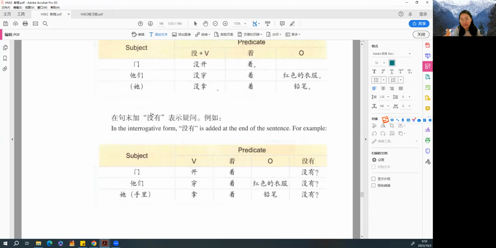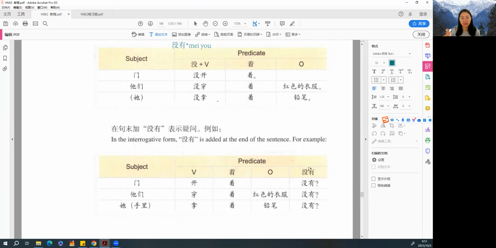Okay, but if we put this 没有 at the end of the sentence, it will change into a question. For example, 门开着没有? Is the door open or not? So 没有 at the end of the sentence will indicate 'or not'. 他们穿着红色的衣服没有？他手里拿着铅笔没有？Here, the pronunciation should be very smooth and fast. Please combine them together. For example, 拿着铅笔没有. See, 铅笔没有 is one complete part. 铅笔没有，红色的衣服没有，开着没有.